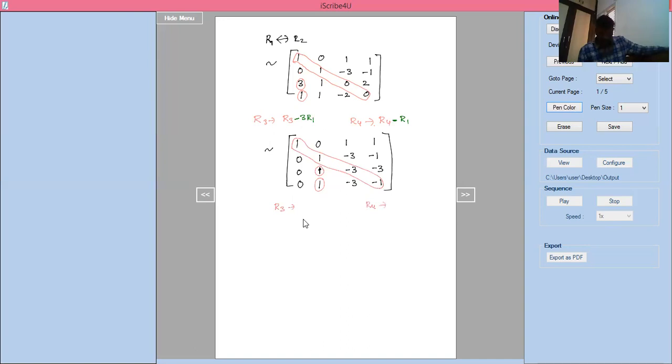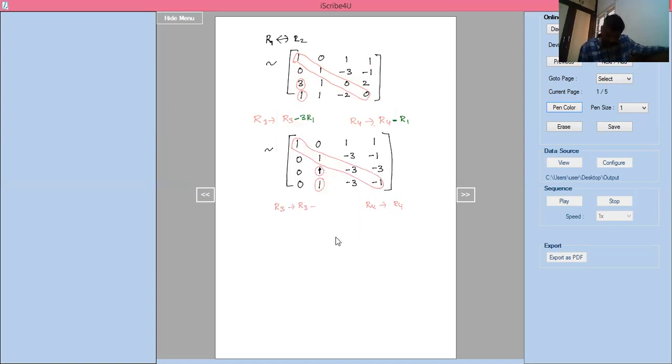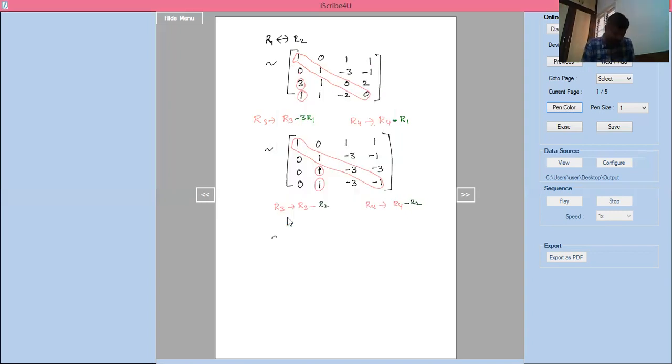So R3 implies R3 minus, and R4 implies R4 minus. What element do you have to multiply? Here also 1 is there, here also 1 is there. Directly if you subtract, it will become 0. So that's the way I'll take R3 minus R2, R4 minus R2. Now if I simplify using these operations, the first two rows I'll write as it is: 1, 0, 1, 1. Next one should be 0, 1, minus 3, minus 1.